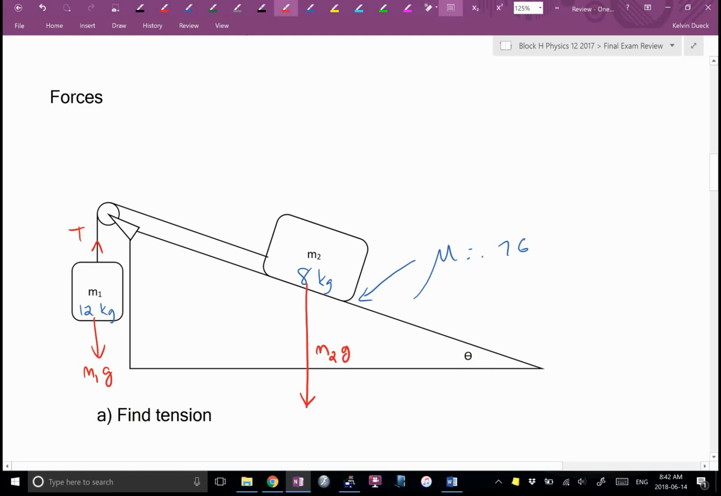Haven't given you an angle theta yet. Let's make up an angle. How old are you all? 18?